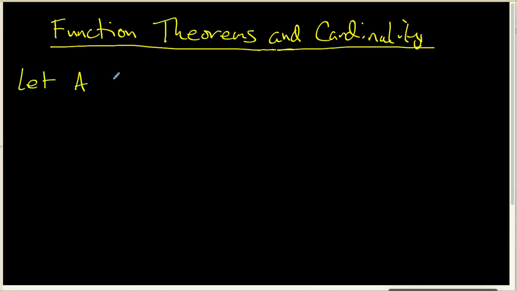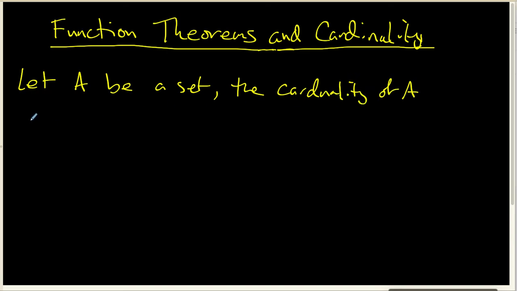If I let A be a set, the cardinality of A is denoted by putting absolute values around the set A. Now, if A is an infinite set, cardinality is a fairly subtle concept, and we're not going to worry about that in this particular video.